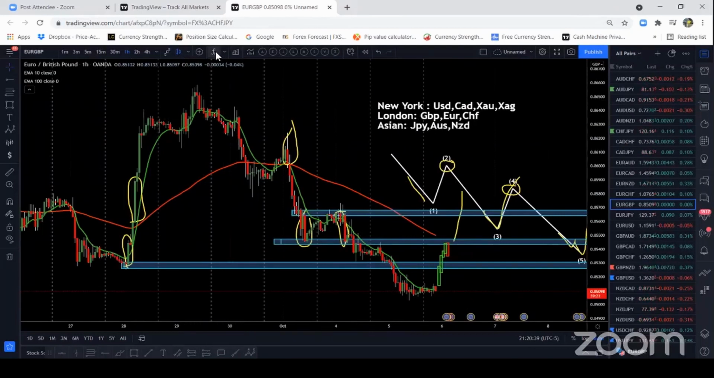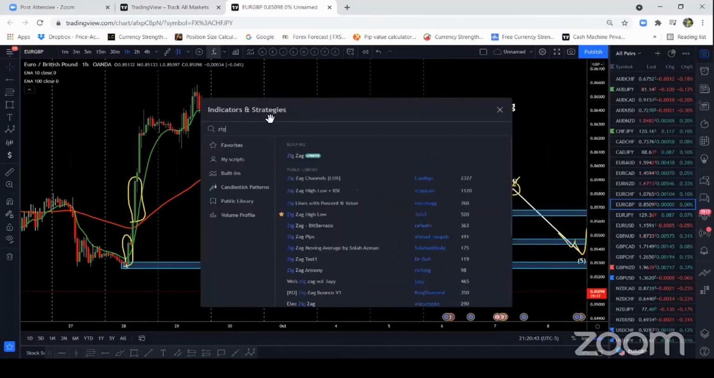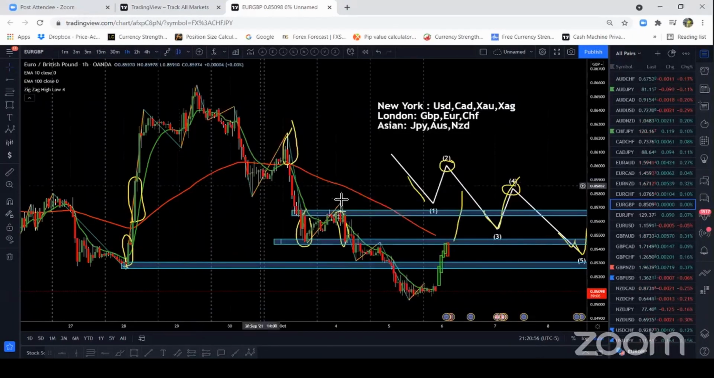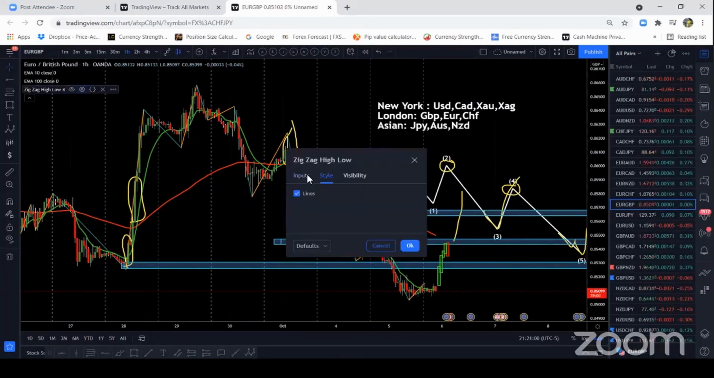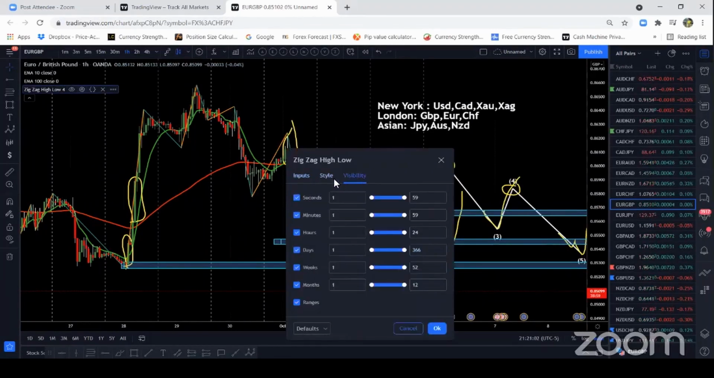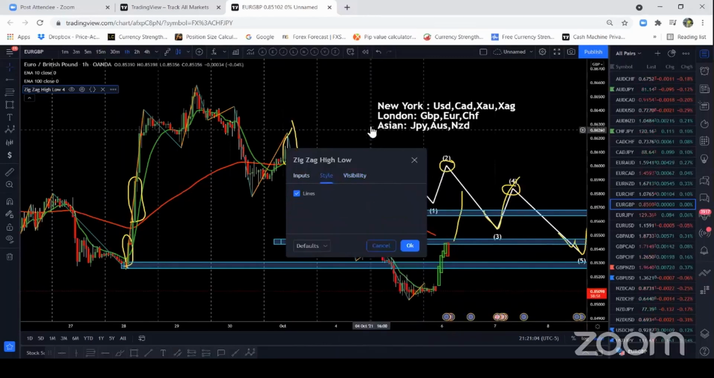And here's another thing that'll help out too, especially in the beginning. If you're on TradingView or MetaTrader, you use zigzag, but if you're on TradingView, you want to use this one, zigzag high-low. And you see, let me make it a little bit thicker so you can see it. It's not going to let me make it thicker. Okay, that's fine.